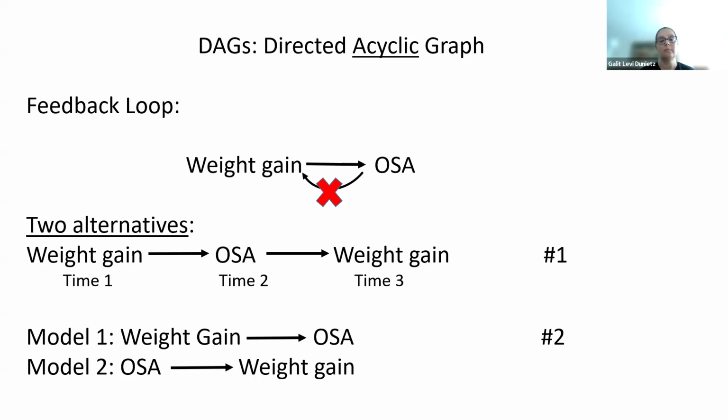The other way to do it is to take measurements of weight gain before OSA started, and then to continue taking weight measurements. And so fit all the variables together: weight gain at time 1, then OSA at time 2, and weight gain at time 3. So all those variables are going to be included in one model, but they will have different timing. So these are the two ways to break it down.